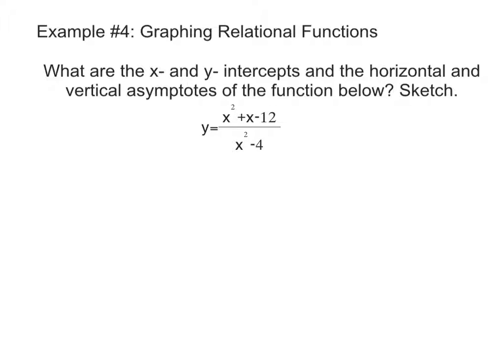All right, in example 4, it says, what are the x and y intercepts and the horizontal and vertical asymptotes of the function below, then sketch. So here's the deal. This is going to have a lot of information, so we're going to sketch as we find information. Actually, instead of finding the x and y intercepts first, I'm going to find the asymptotes first, since we just finished learning about those.